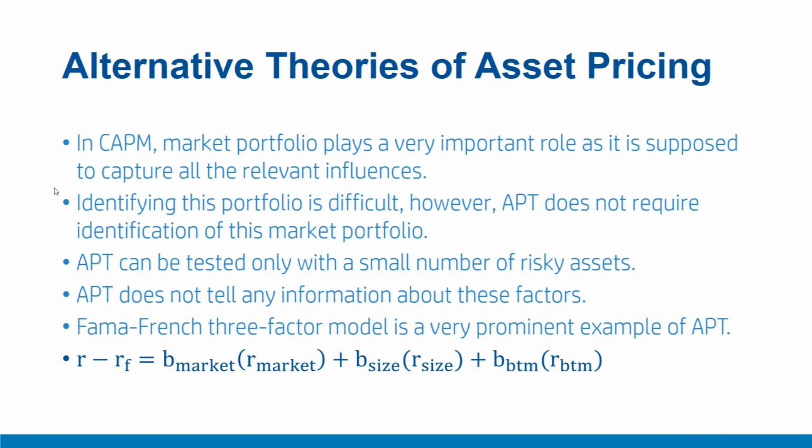In the context of CAPM, market portfolio plays a very important role. It is supposed to capture all the relevant influences in this single well-defined factor called market portfolio. Identification of this market portfolio is extremely difficult. However, this market portfolio does not figure in APT theory, so we can test APT with only a small sample of risky assets. That is a considerable advantage over CAPM, where one needs to consider a large number of securities to identify CAPM. However, unlike the market portfolio, APT does not identify the factors and leaves it to the researchers and practitioners to identify the relevant influences.